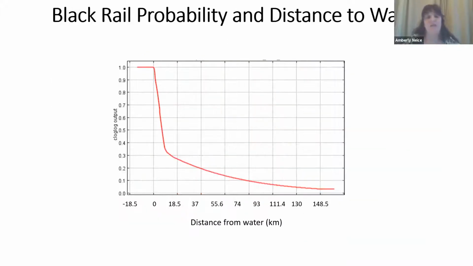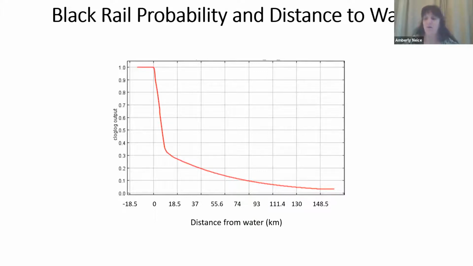The next highest ranking variable was the distance to water. Other studies have shown that black rail tend to stay near, but not necessarily on, open water. This model shows that exact trend with a sharp decline in black rail predictability as the distance to water increases.